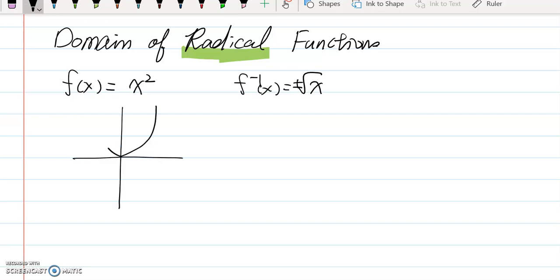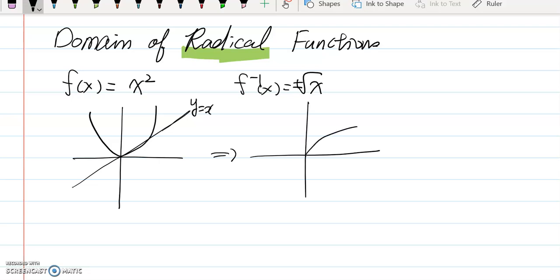the x squared graph looks like this, and then you are doing the inverse function based on this y equal to x graph here. Then this graph becomes this direction. So of course, as you see, when you draw a vertical line, it intersects more than one point, so it's not a function. That's the reason, whenever we talk about the radical function case, we always choose one side here, such as just root x or negative root x usually.